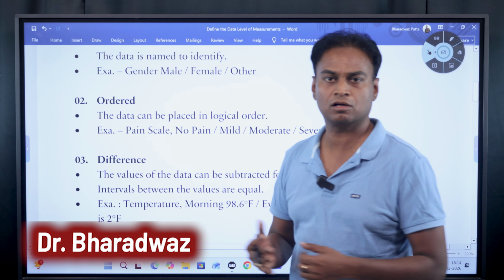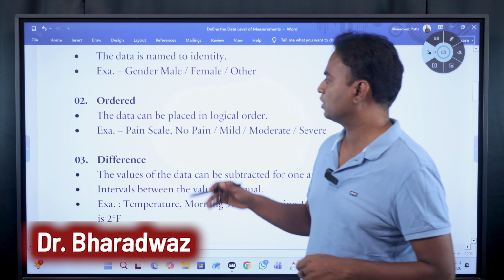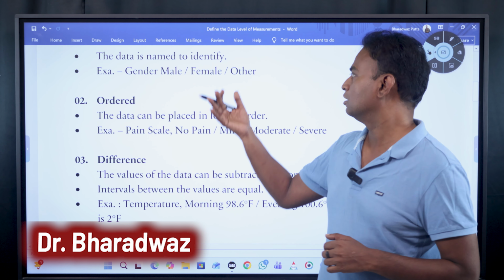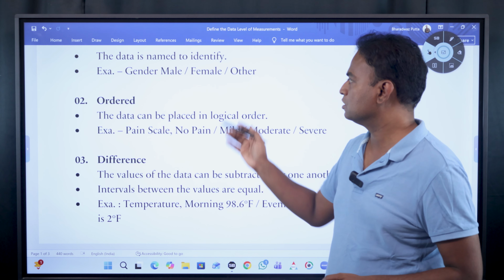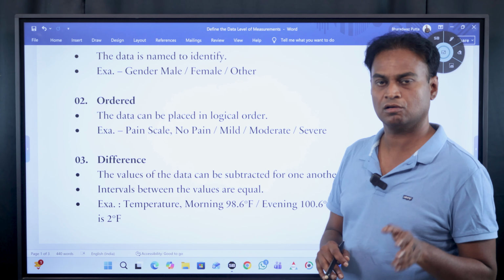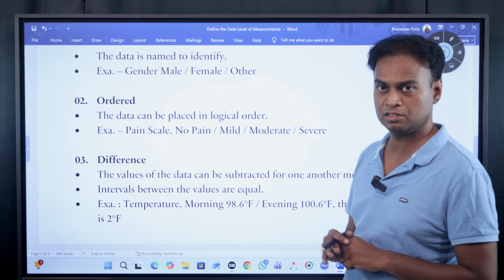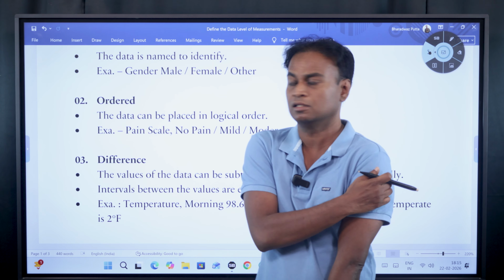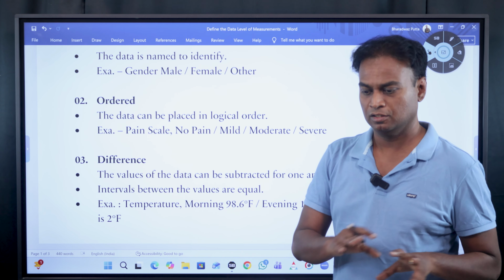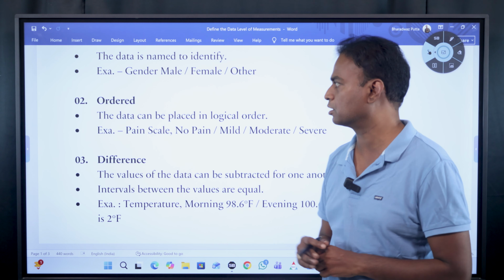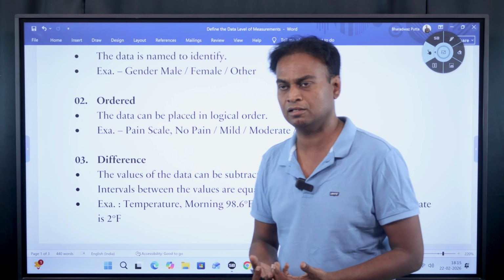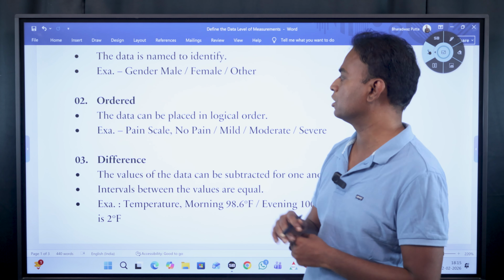Can you order the data or not in a particular sequence? For example, if male, female and third gender comes, who is first, who is second, who is third? Is male the first person, or female, or other? Is there any hierarchy? Here there is no hierarchy, right? From starting to end, or in the reverse order, there is no particular order. But if you can order the data, that property is known as ordered property.